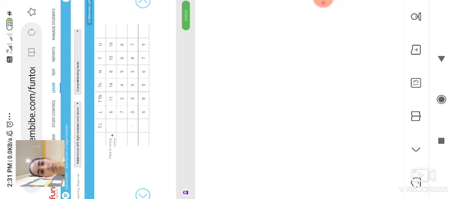You can see the place for writing the borrow, what we have borrowed. We have to take some numbers from the neighboring number, and those numbers we have written above. Students, understand how to do subtraction and how to do addition.